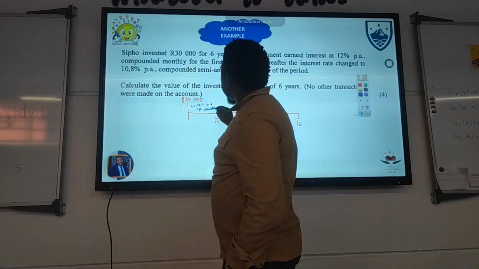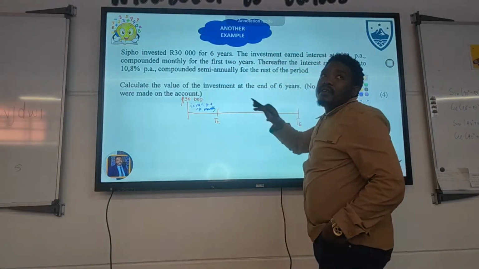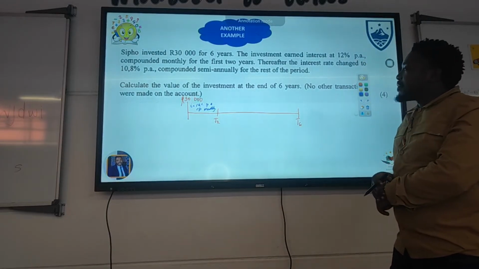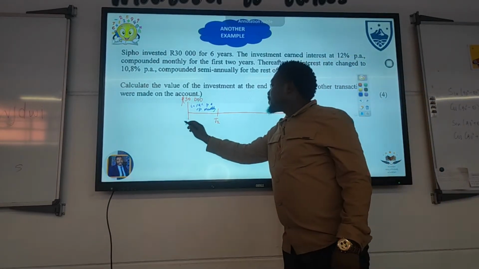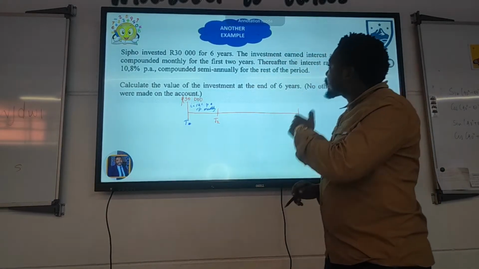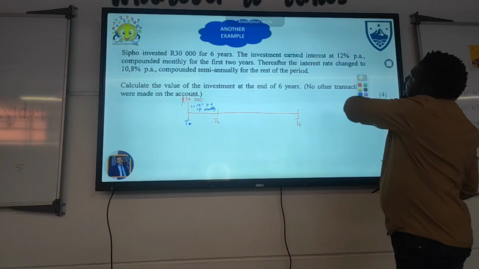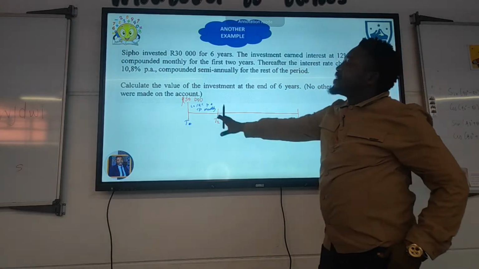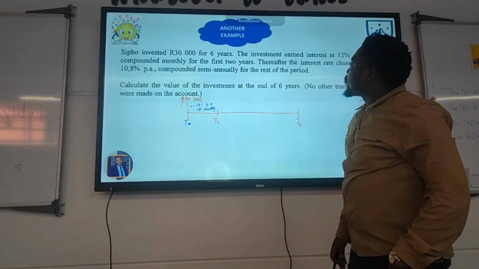I'm just thinking what I see from the information given and then put it into my timeline. Remember, this is my initial, where I have started, T0. Okay, so the investment and interest rate of 12% per annum compounded monthly for the first 2 years. This has been accounted for. Number of years is 2 years.